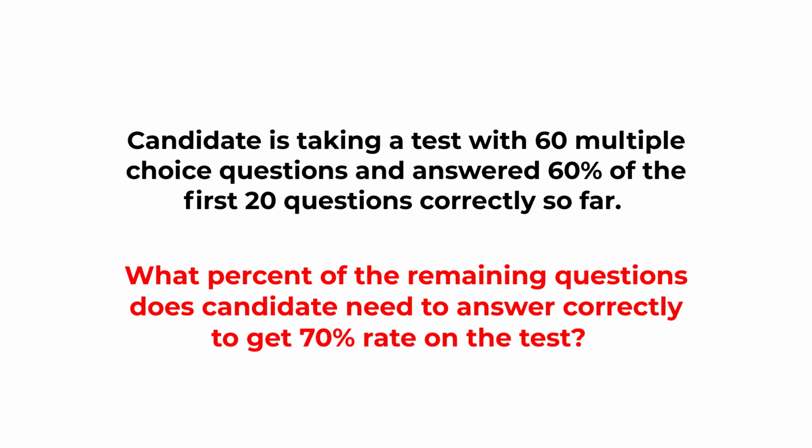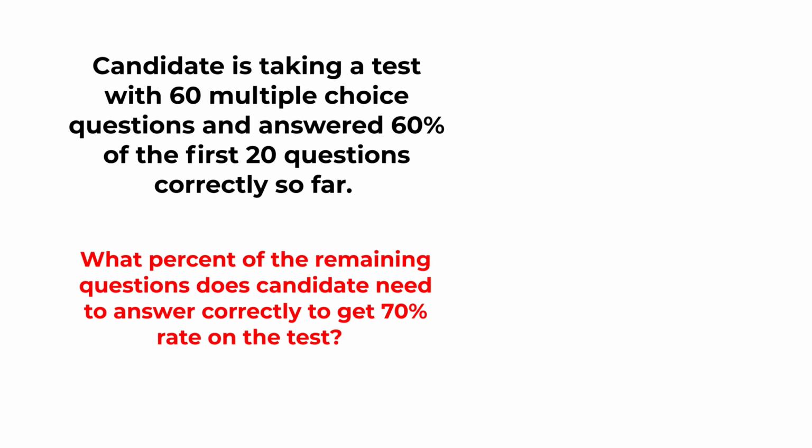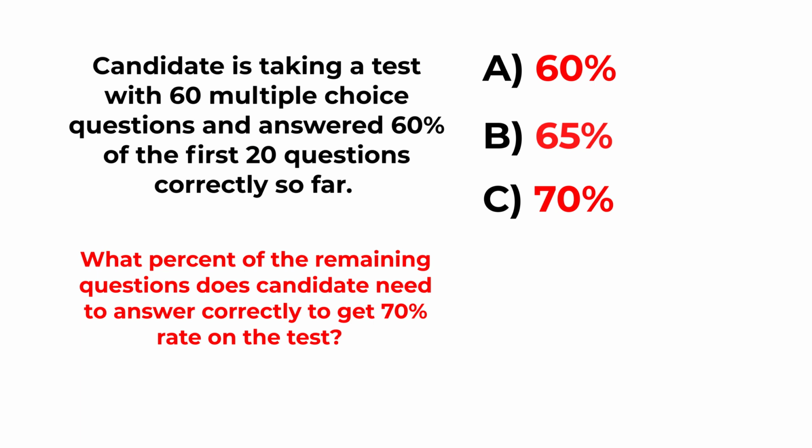You're presented with 4 different choices. Choice A, 60%, choice B, 65%, choice C, 70%, and choice D, 75%.